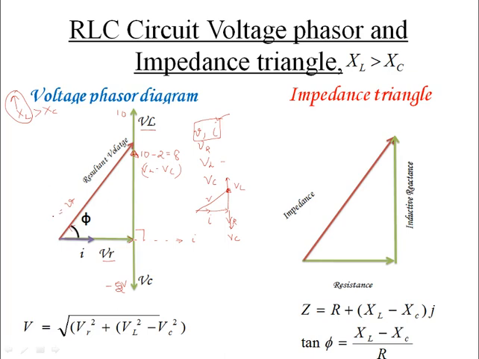So I could write V equal to I into Z, VR is equal to I into R, VL, how can I write VL? VL is I into XL. VC is I into XC. Right? So I have to take I outside. So XL minus XC I will write. So this is your impedance Z. This is your resistance R. This is your XL minus XC axis.